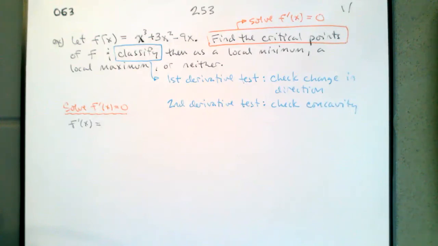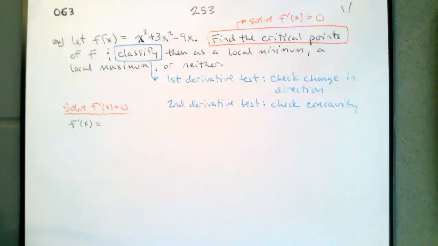Today, we're going to look at an old problem back from Calculus 1. We're going to look at a function, find the critical points, and then classify the critical points as a local minimum, a local maximum, or neither of those. So it's going to be a two-step process that could involve two of our derivatives.